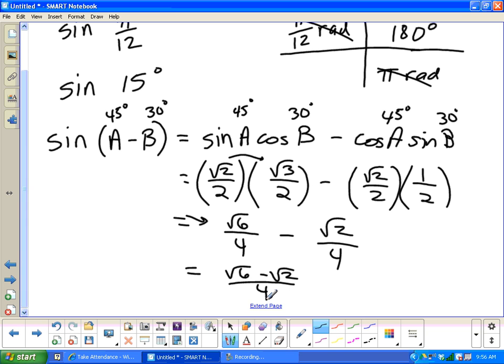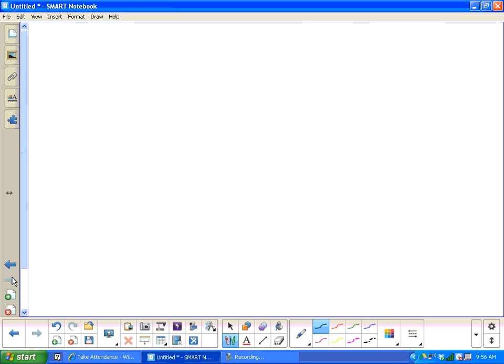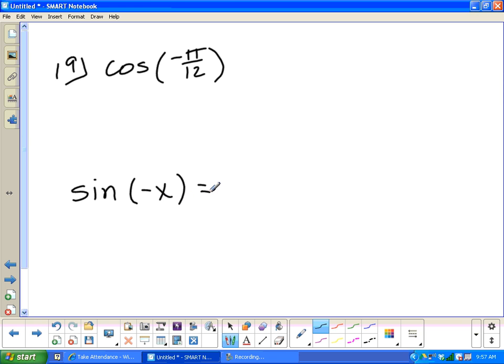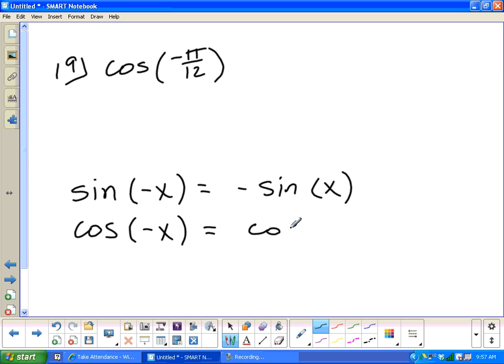All right, which other ones? Number 19. Okay. On 19 we've got the cosine of negative pi over 12. Okay, so we notice that it's negative. Now, you remember our even and odd properties? Let's go back to that. What do we say about sine if the angle is negative? Right, so this would be negative sine x. Now, this one was cosine though. We say that sine is odd, but what about cosine? Cosine is even. So cosine of negative x is just cosine x. So the cosine of negative pi over 12 would just be cosine of pi over 12.